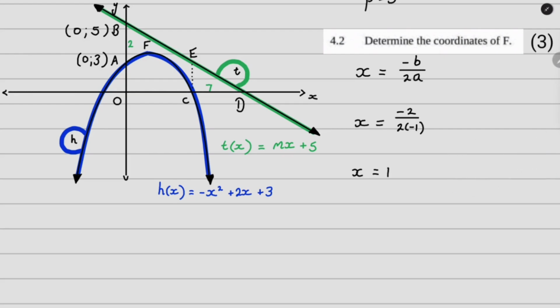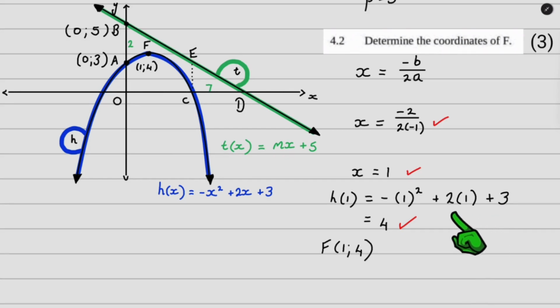And now we need to get the y value, so I'm going to take this x value and sub it into the equation of the parabola. What that entails is you just change these x's to 1s, and then it's going to pop out an answer of 4. So now I know my turning point F has the coordinates (1, 4). And our 3 marks here will come from this substitution, our x value and our y value.